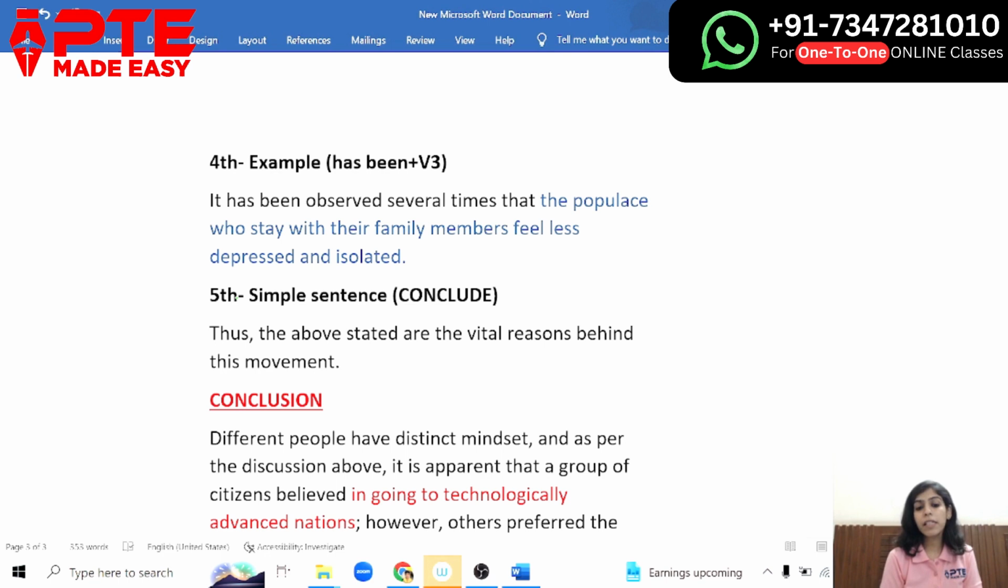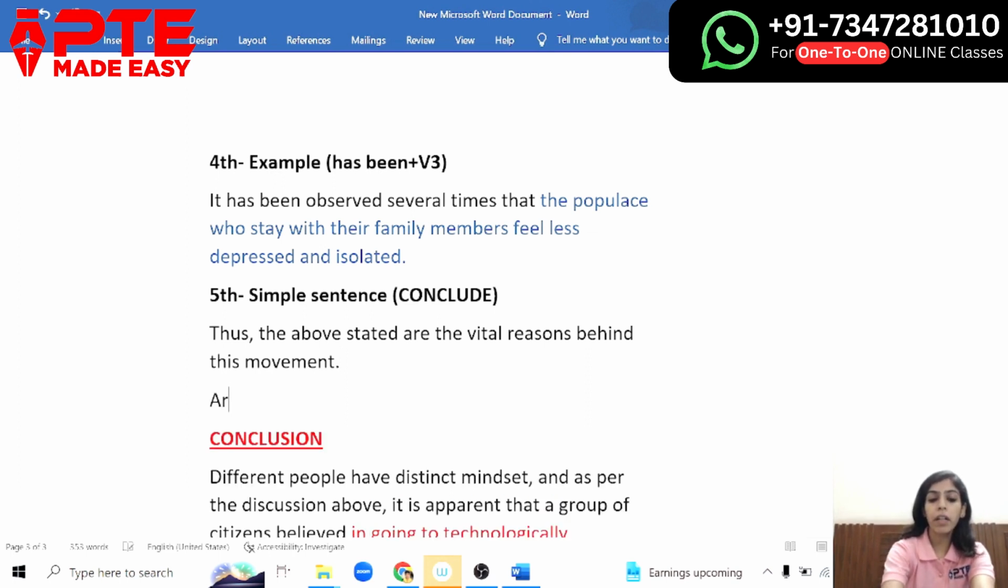Last is a simple sentence. Thus, the above stated are the vital reasons behind this movement. Now here also we have written somewhere around 70 to 80 words only. Similar number of words we are going to write.